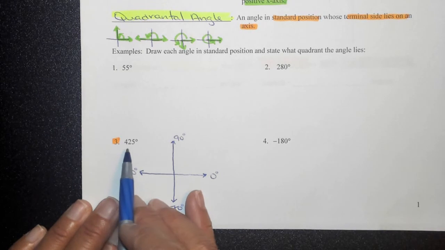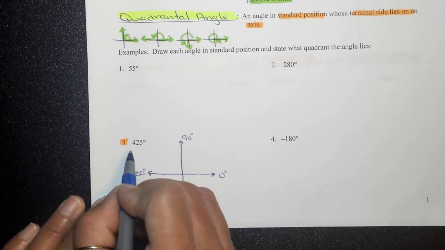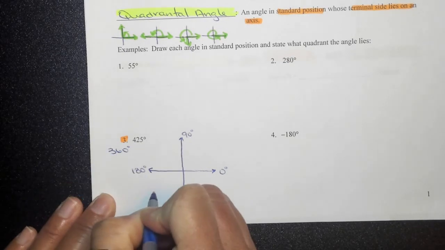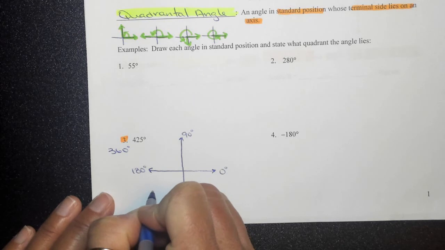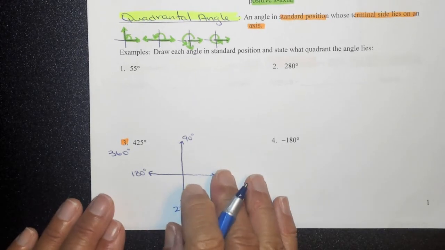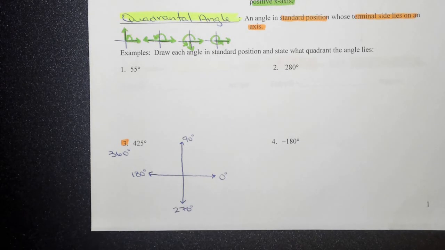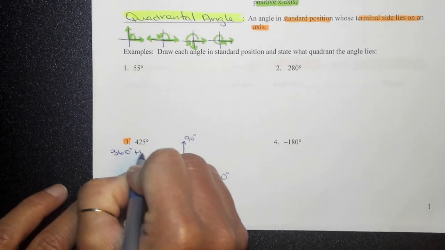So first of all, you notice that this angle is greater than 360 degrees. So what I need to figure out is, first of all, it's going to be one rotation of 360 degrees. Okay, and then if I take 360 from 425, you get another 65 degrees. So this is 65 degrees.